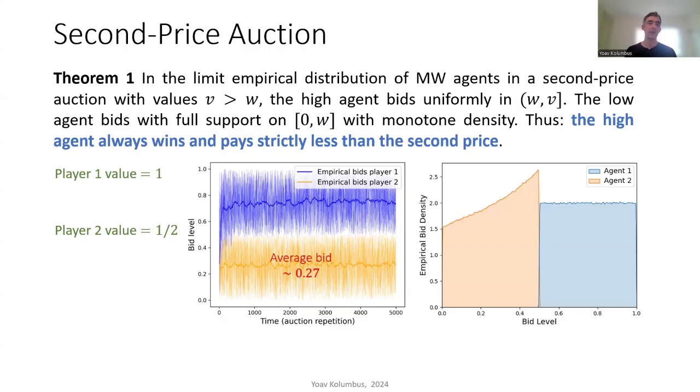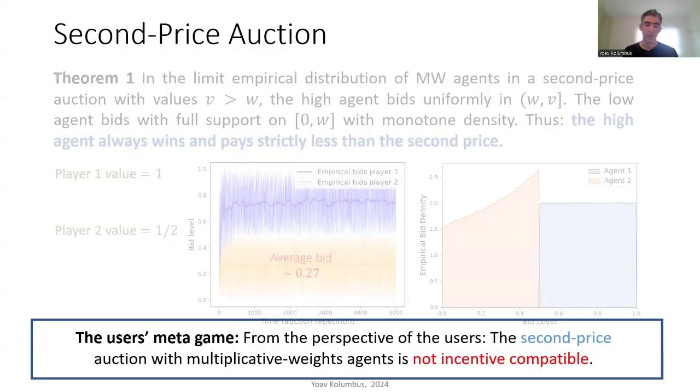So this is a result about learning dynamics. What does this mean for our users? From their perspective, the second price auction, when it is played through these multiplicative weights agents, is no longer incentive compatible. And this is very much in contrast to our basic intuition on second price auctions, that when they are played directly, they are incentive compatible.